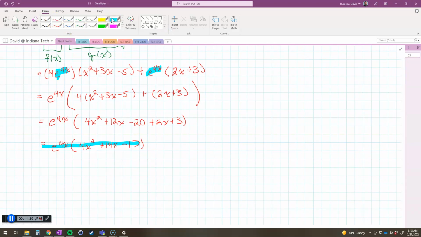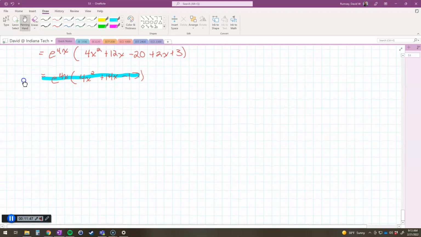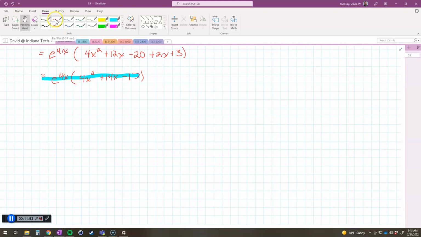what they accept as a correct answer. This is fully simplified. Depending on what, again, your professor is requiring, that might be considered good enough for an answer. It really just depends on the preference of the instructor. So let's move on here. Let's do one more example here, the product rule.